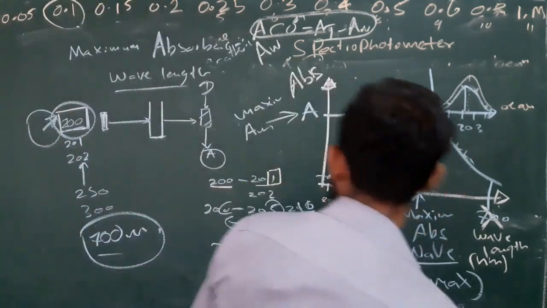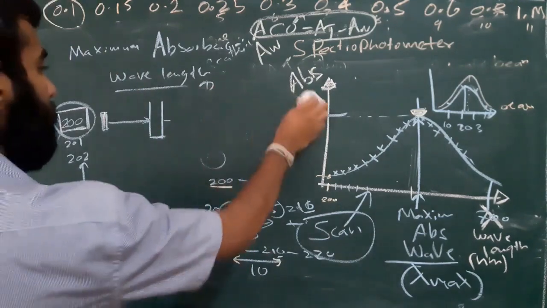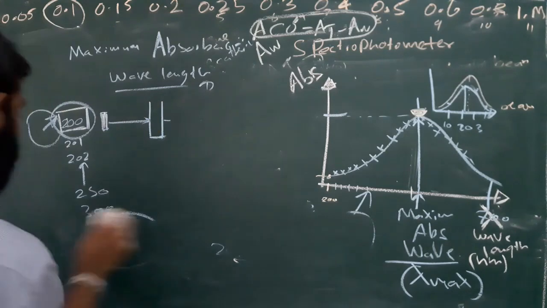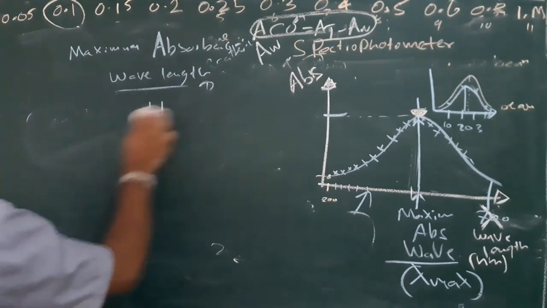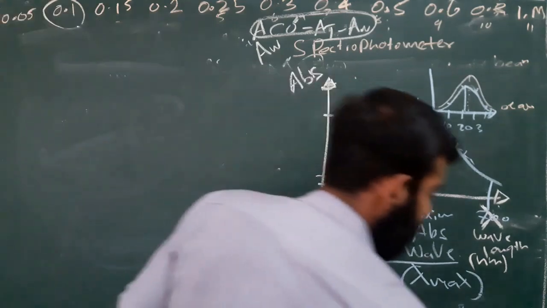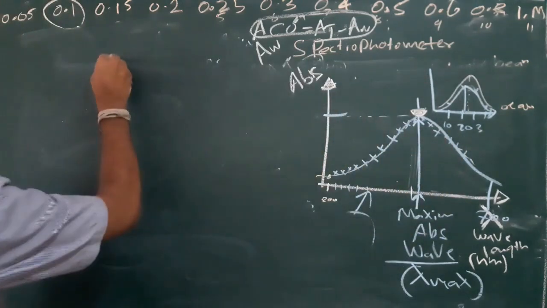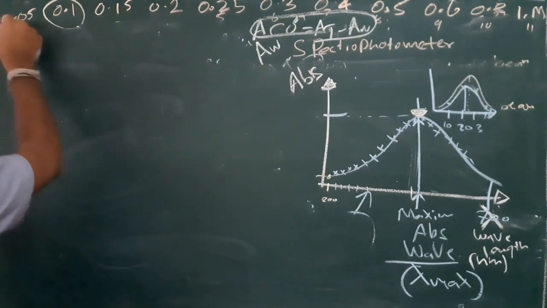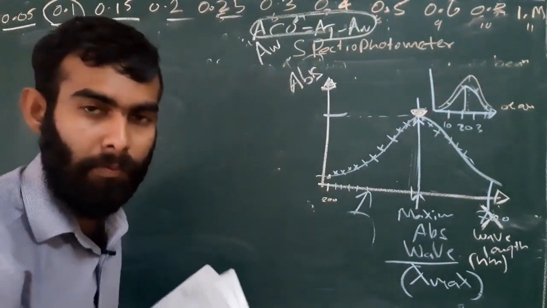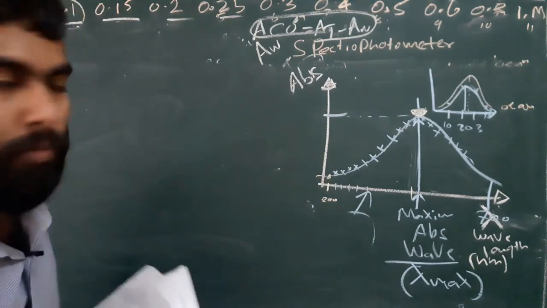So now we calculated, or we observe the lambda max. Now we will introduce these 11 solutions separately into the spectrophotometer, and we will observe the absorbance.